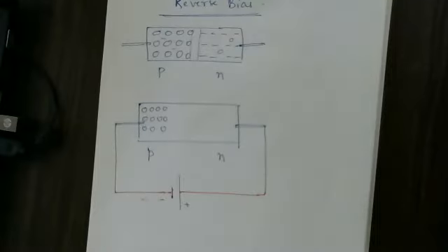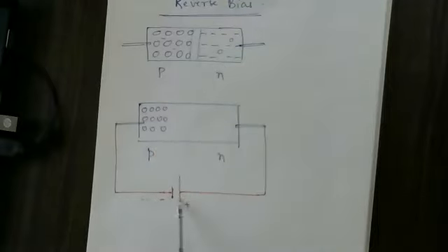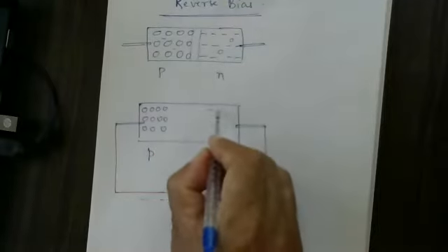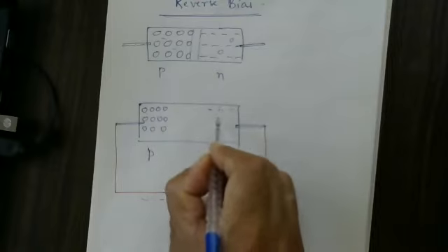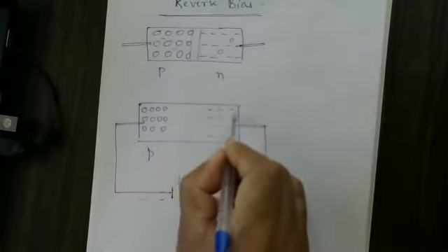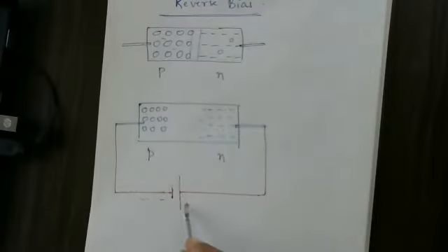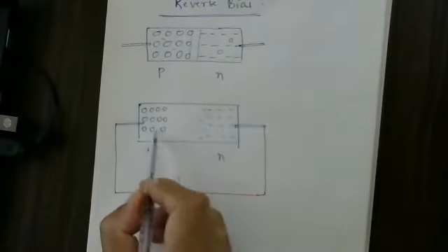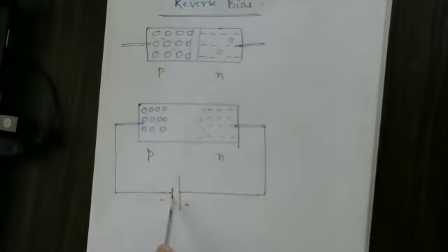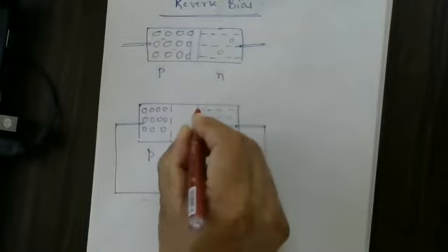Here, negatively charged electrons are present. Here we are applying the positive potential, hence they are all attracted like this. Electrons are attracted towards the positive potential, whereas holes are attracted towards the negative potential. Hence, we are going to get the junction here. This is the junction we are going to get.